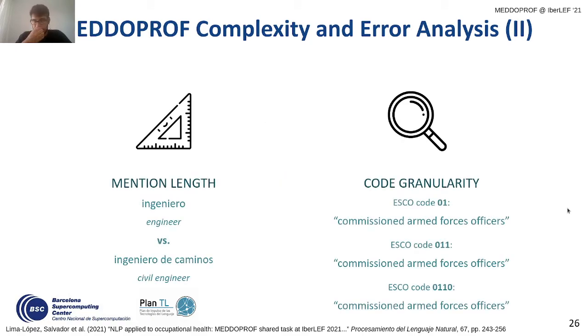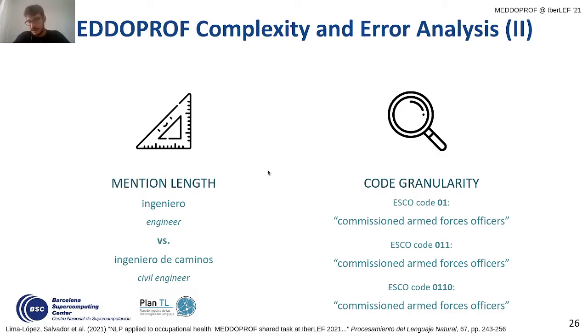Another important complexity of the task is that some occupations can be standalone occupations, so to say, or they can be a little bit more specific. For example, we have both engineer and civil engineer, and some participant systems only predicted the main occupation. If they only detect engineer and the whole mention is civil engineer, their prediction would be incorrect given the strict evaluation setting.